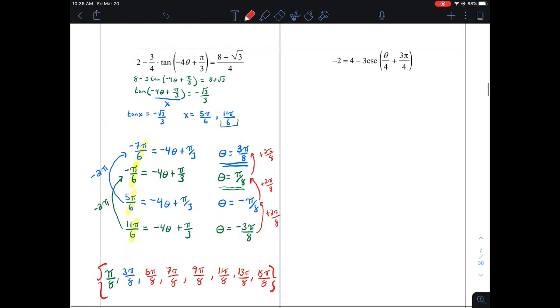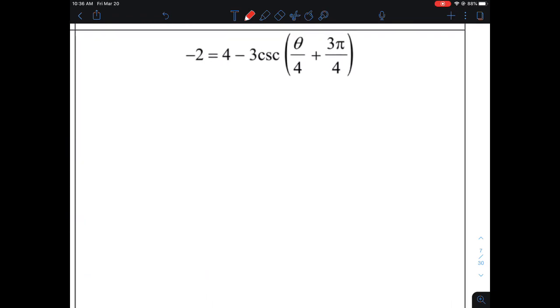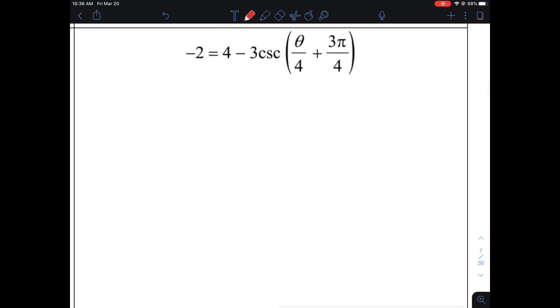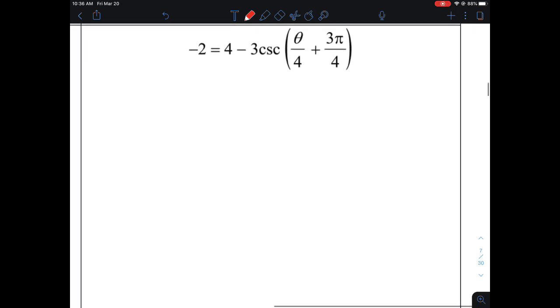All right, and one more example. So this one is similar, but instead of having a negative theta on the inside, I have a positive theta. Let's see how this one will play out.